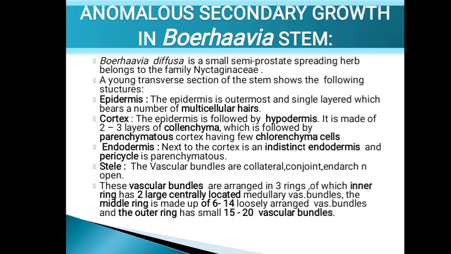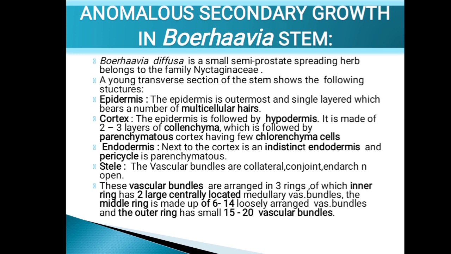Next to the cortex is an indistinct endodermis here, and the pericycle is parenchymatous. Coming to the stele or vascular region, the vascular bundles in the Boerhavia stem are many in number. They are collateral, conjoined, endarch and open type, as we have discussed in the dicot stem. Let us study the vascular bundle details.